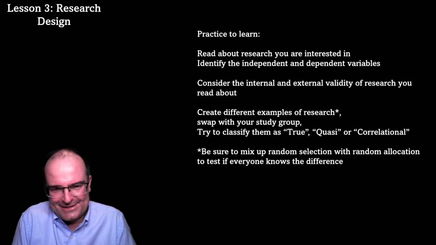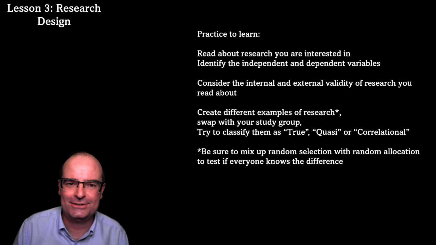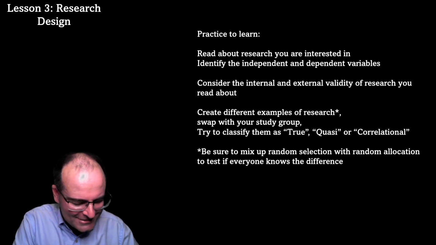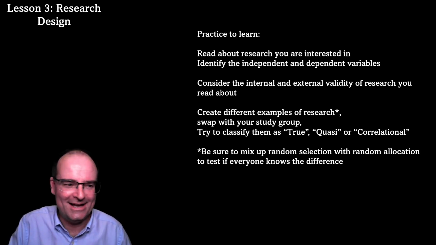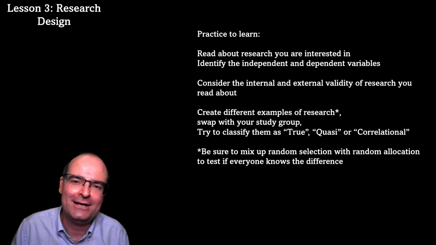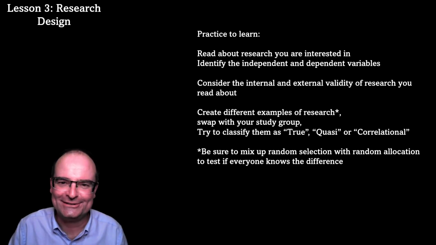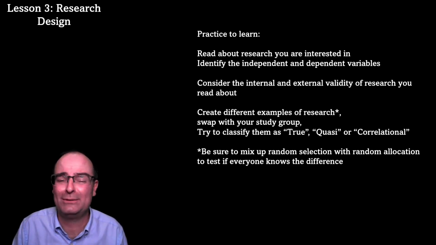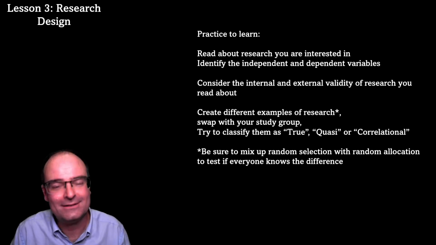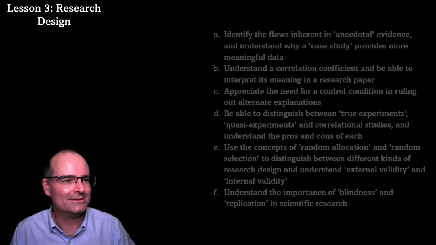And this is the ultimate, this is, I think, towards the end of the tutorial. Create different examples of research with your study group and swap with your study group. And then challenge each other to classify them as true, quasi, or correlational. Do what I do when I'm making exams and switch up random selection with random allocation. See if they notice. See if they realize that one is incredibly important, random allocation, and one doesn't matter at all, random selection. See if they notice. Do that, you'll know things upside down, you'll know things backwards.